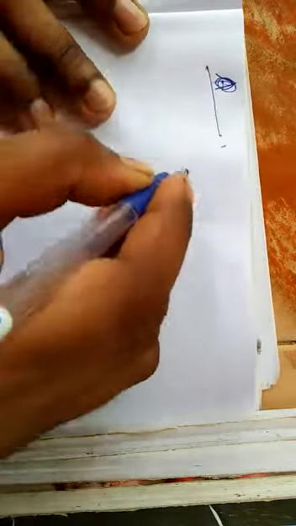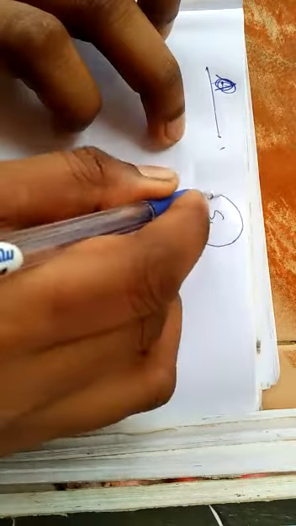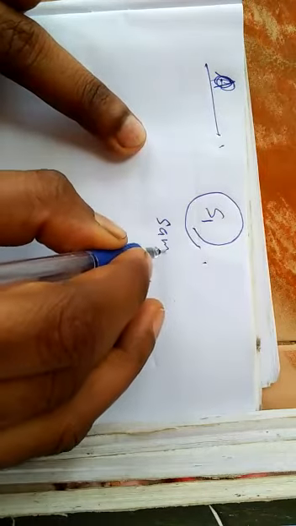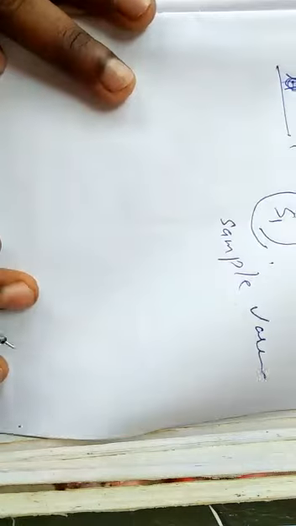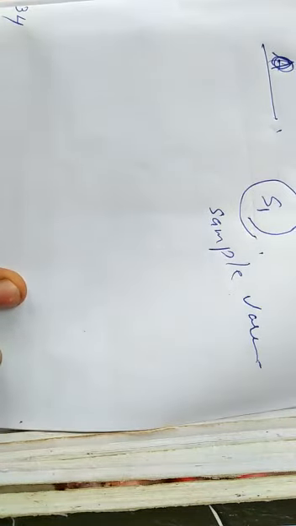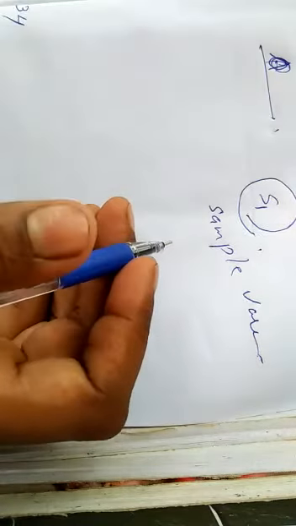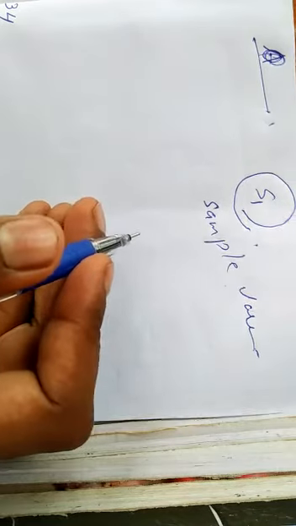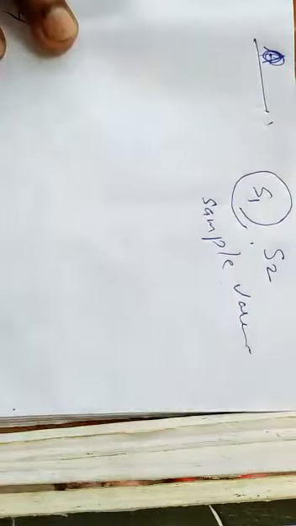So we need to use the F test, which means we need S1 and S2, the sample variances. First we find the sample variance. How to find a sample variance? You find it separately for sample 1 and sample 2.